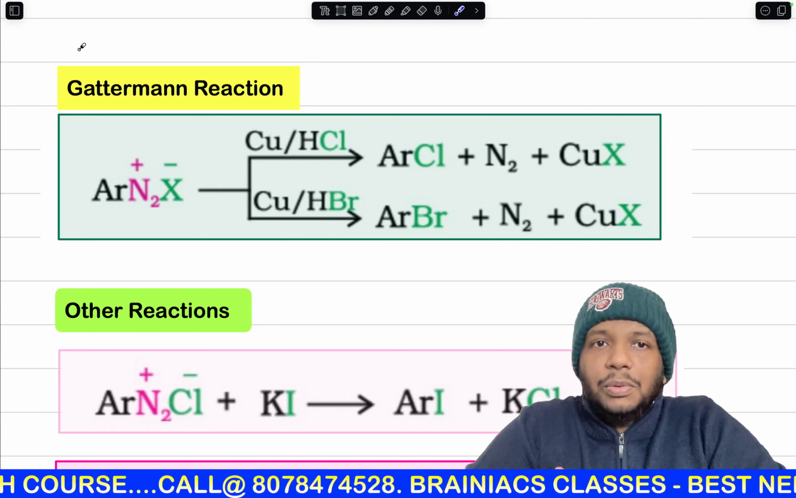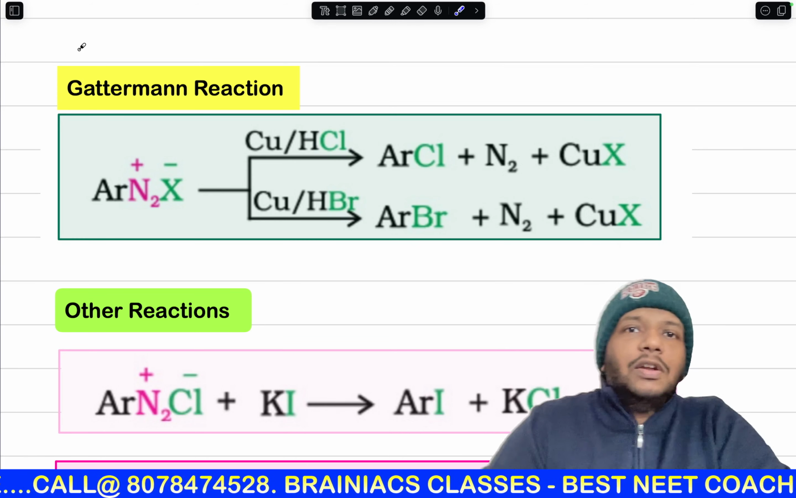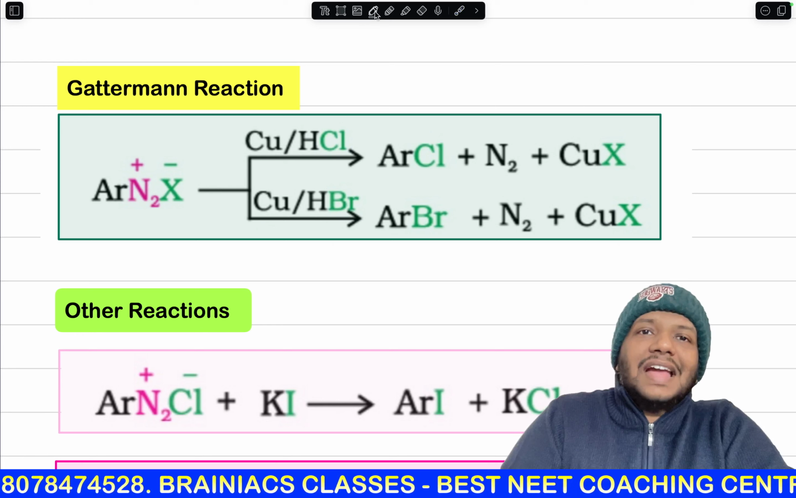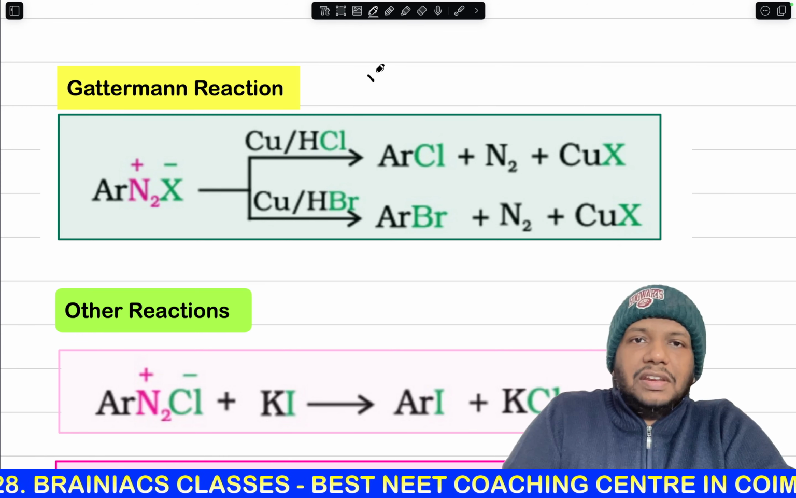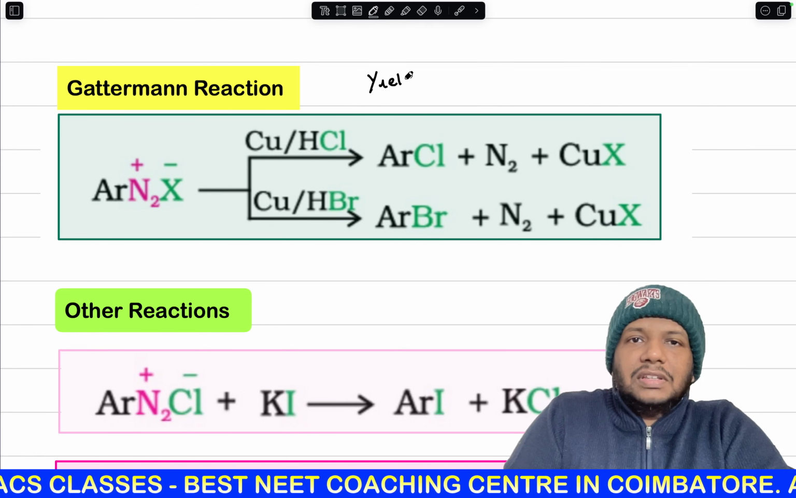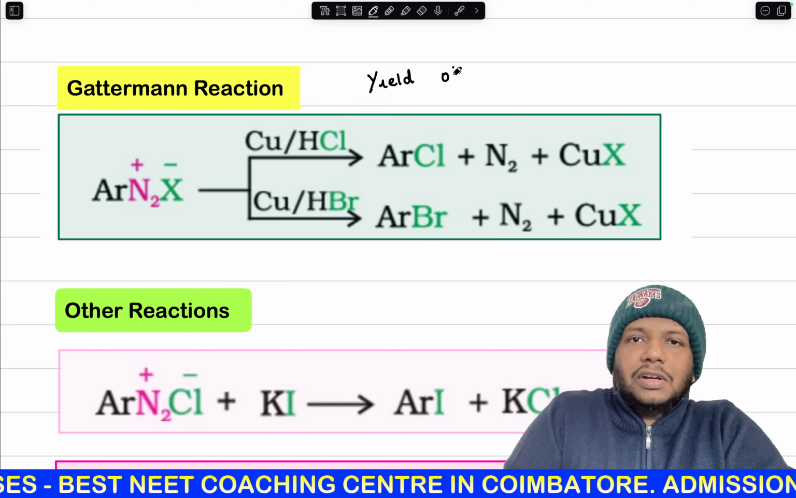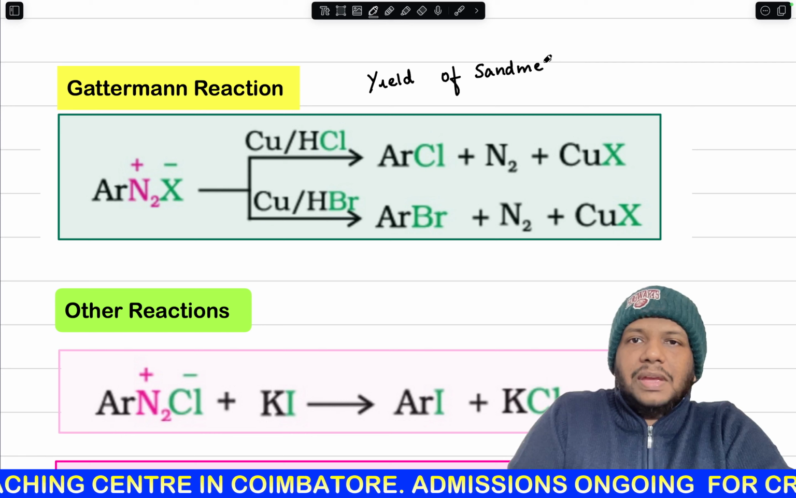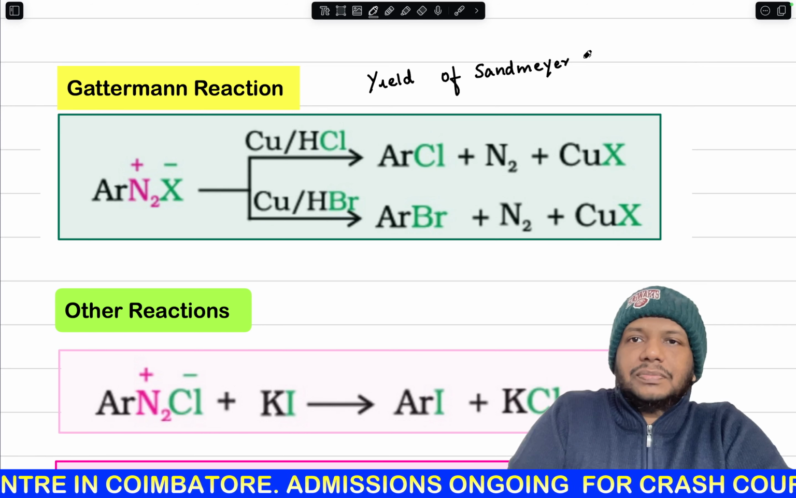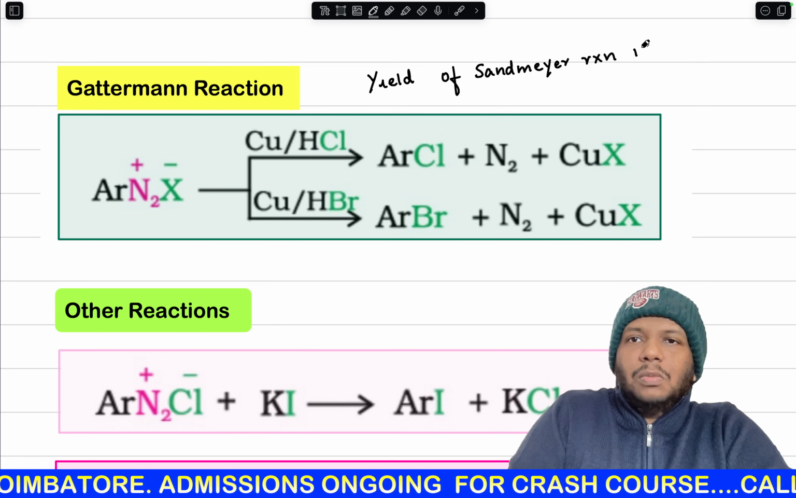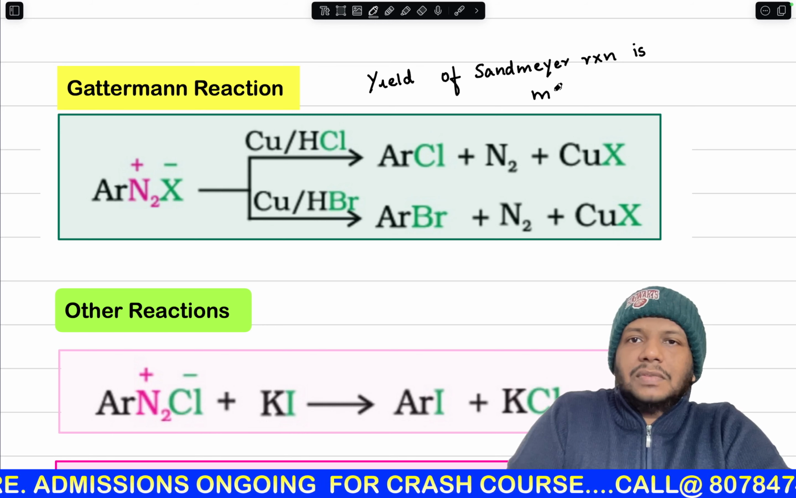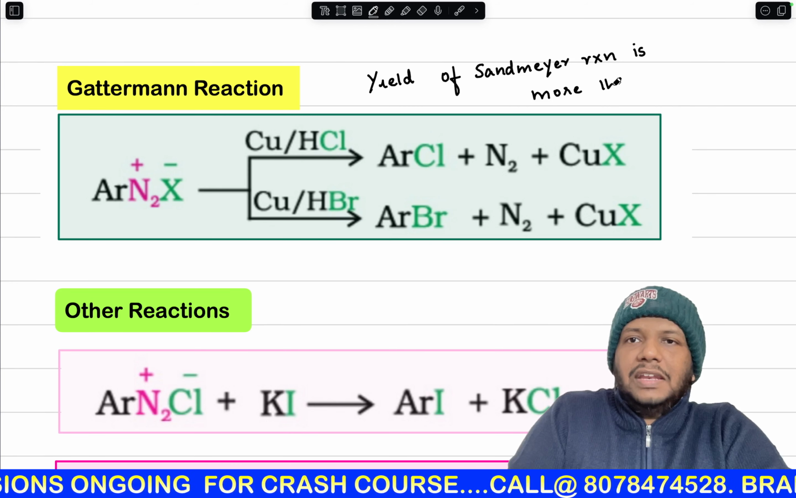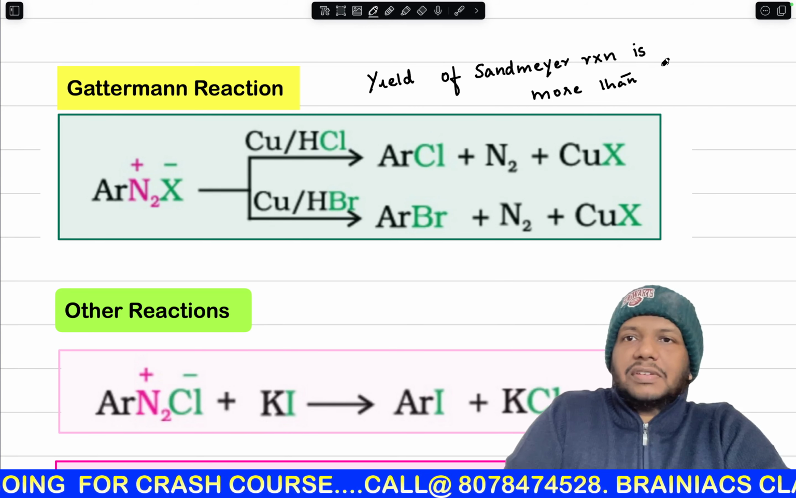And the important point you need to remember here is the yield of Gattermann reaction is always less than Sandmeyer reaction. So I can write it here. Yield means the amount you are getting. Yield of Sandmeyer reaction is more than Gattermann reaction.